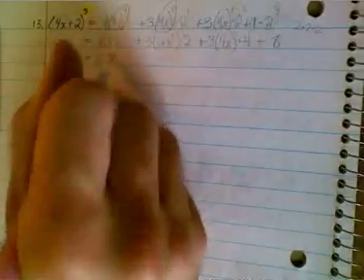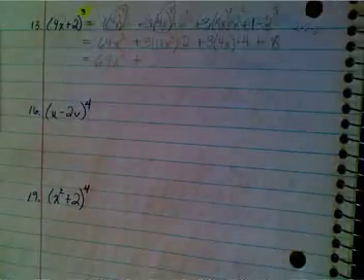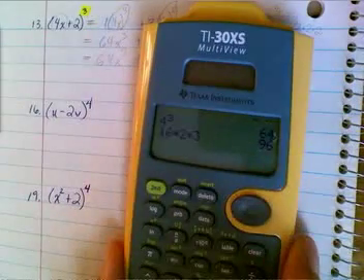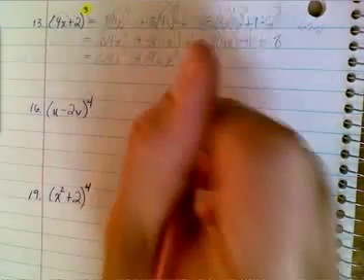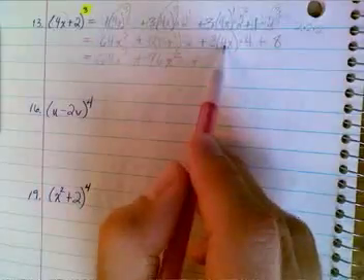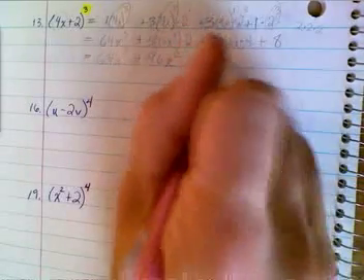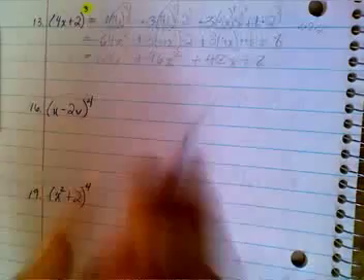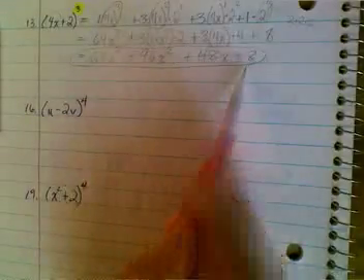So 64x to the third plus 16 times 2 times 3. 16 times 2 times 3 is 96. x squared plus 4 times 4 is 16. 16 times 3, 48x plus 8. And there you have it. 64x to the third plus 96x squared plus 48x plus 8.